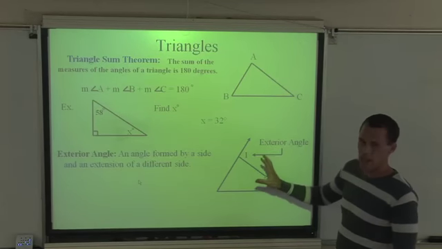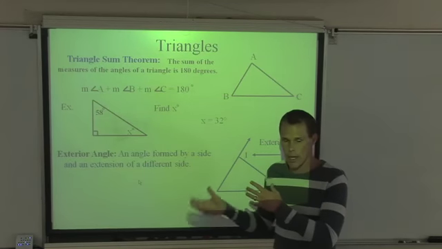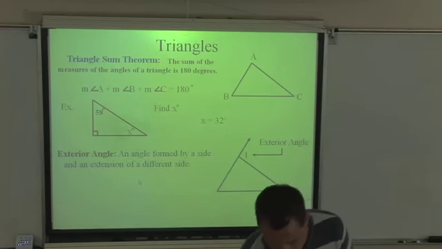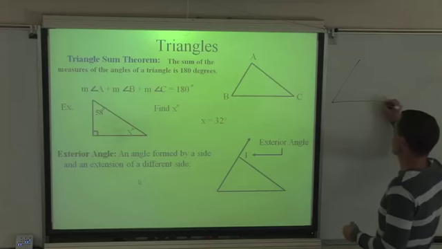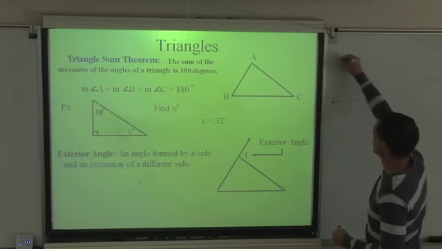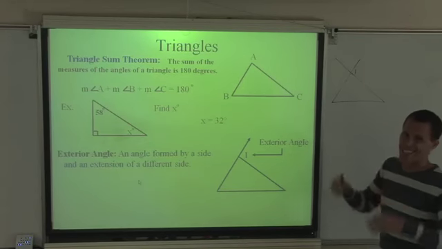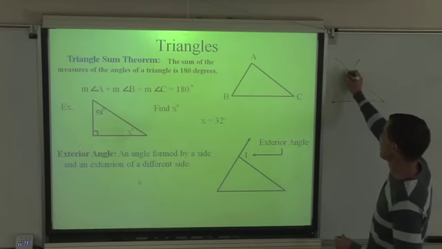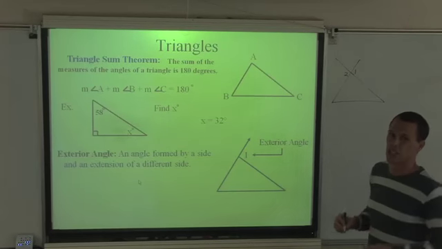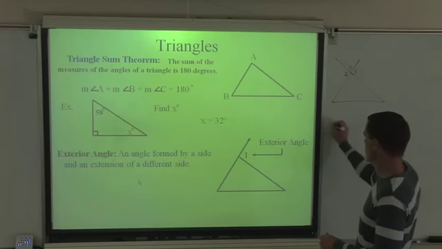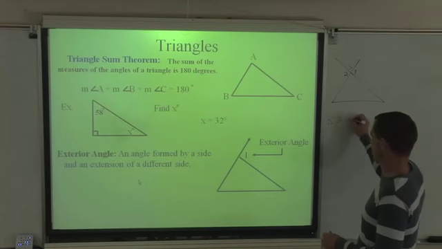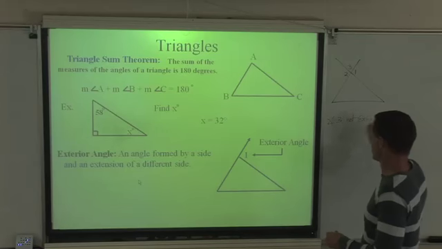So exterior angles occur at any point on a triangle. If I was able to draw one to make sure we understood, I might want to check that we know that angle 1 is an exterior angle. Angle 2 is also an exterior angle. Angle 3 is not an exterior angle.